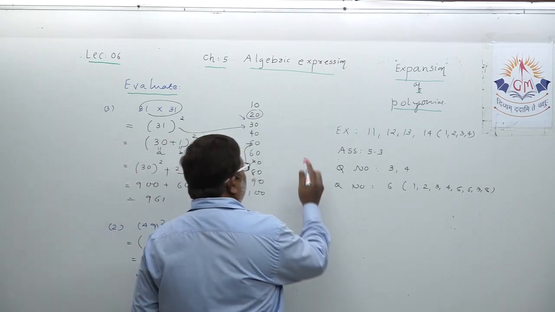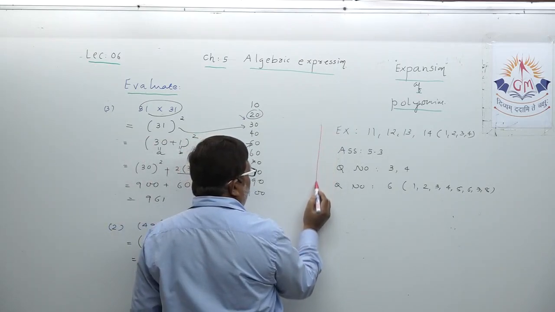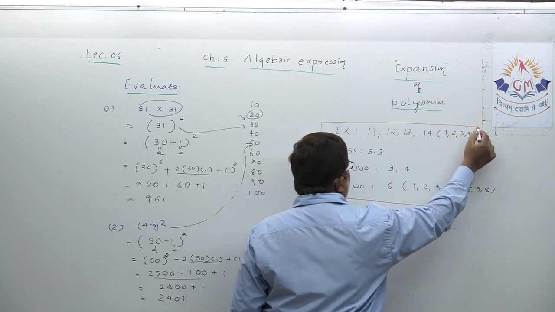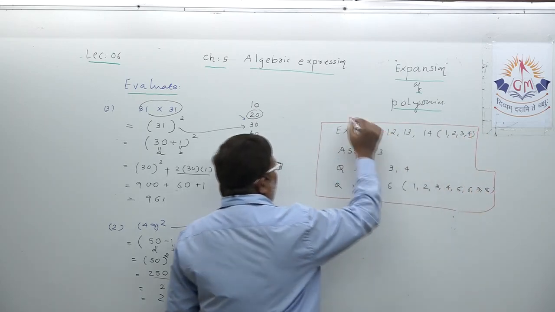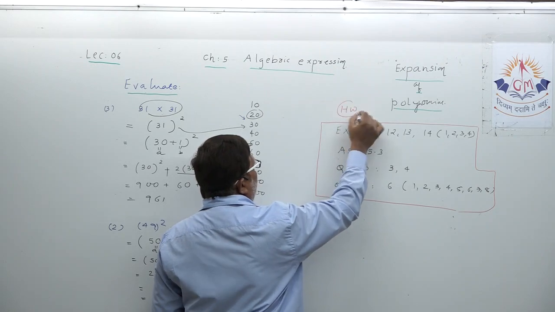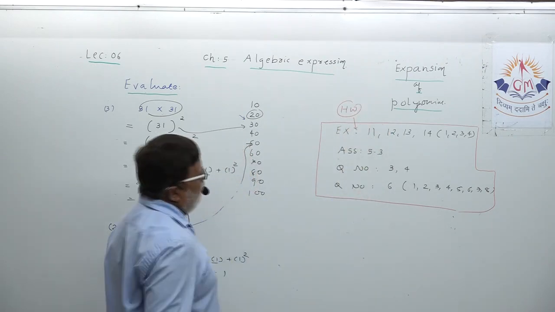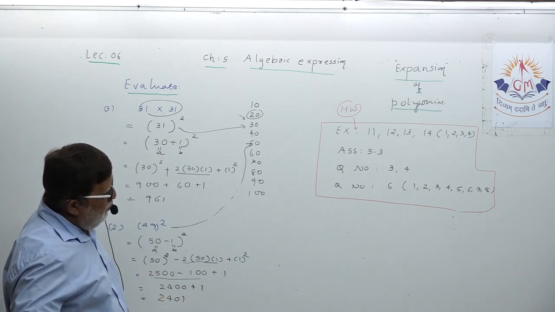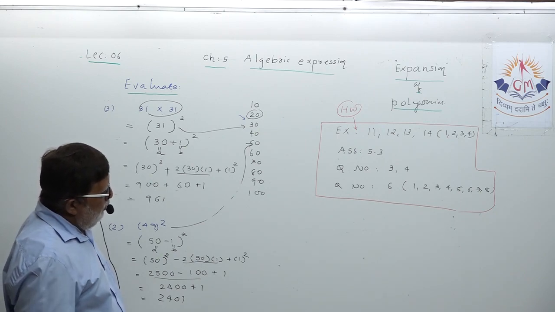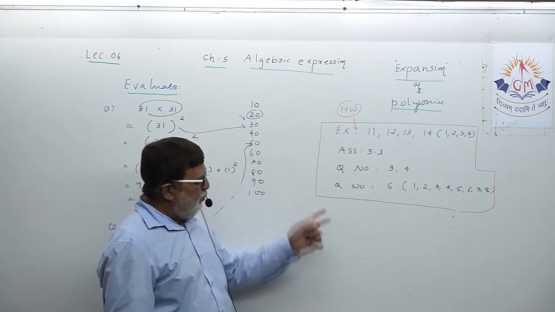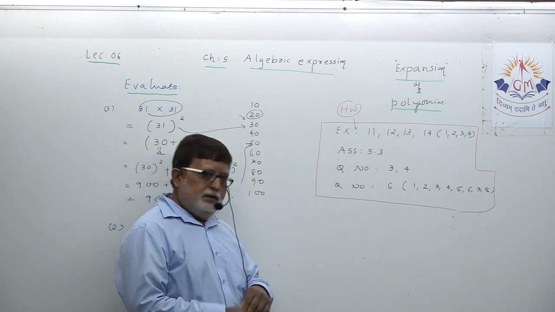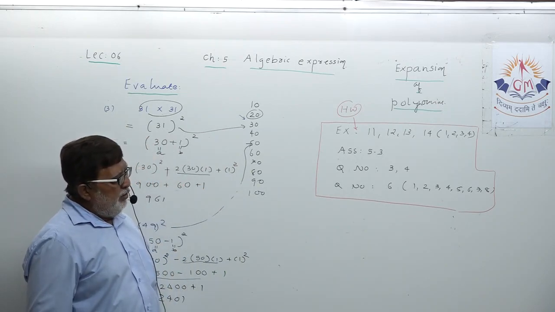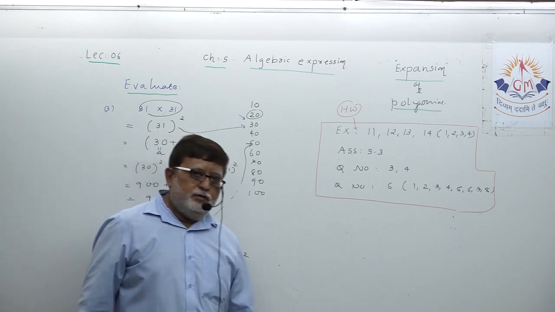Please verify this. First homework I have already given. That means you will write the identities and understand both identities 10 times, and this is homework for lecture number 6. Example 11, 12, 13. From 14 you do 1, 2, 3, 4. Then from assignment 5.3, question number 3, 4 entirely complete. And from question number 6 you will do 1, 2, 3, 4, 5, 6, 7, 8. This is homework for today's lecture.